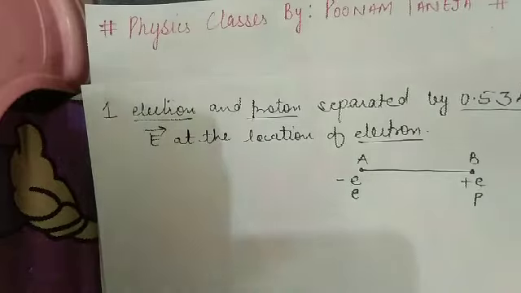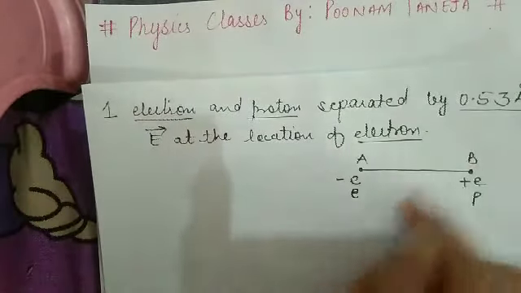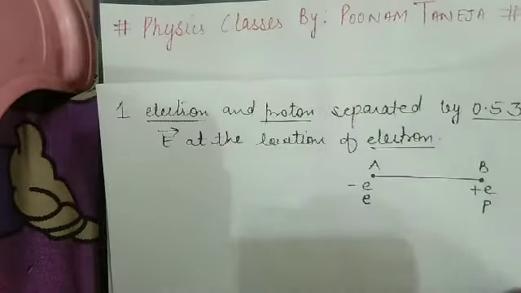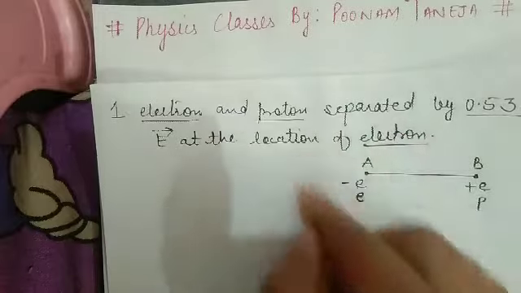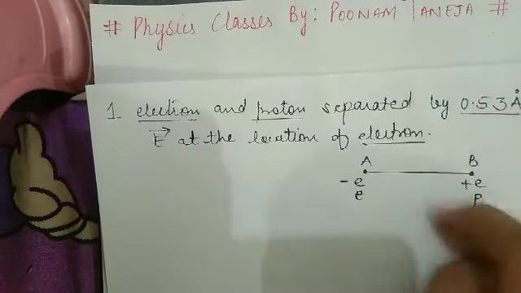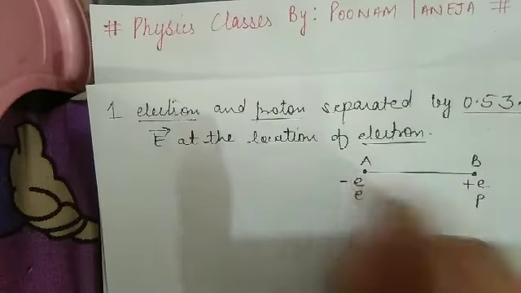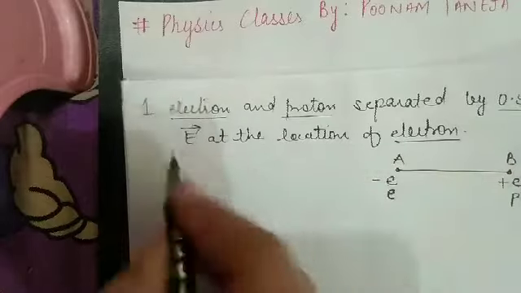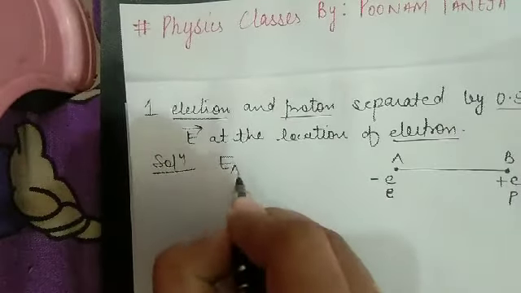As each and every charge has an electric field around itself, it means the electron also has an electric field around itself. Point charge, spherically symmetric electric field around itself. Similarly, for the case of proton, point charge, spherically symmetric electric field around itself. But we have to calculate the electric field at the location of the electron. It means what is to be found out? We have to calculate the electric field at A.